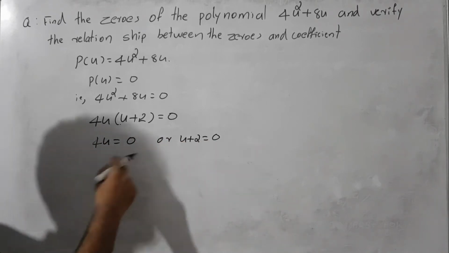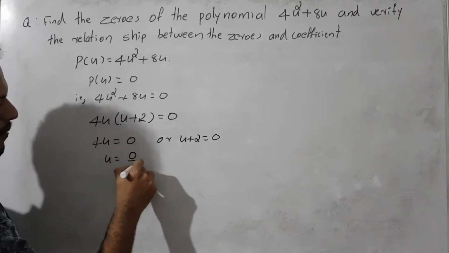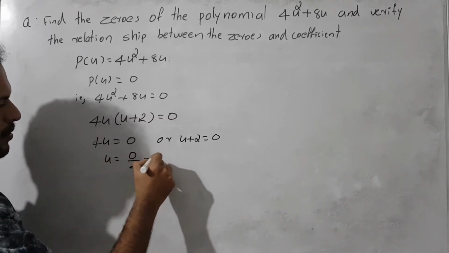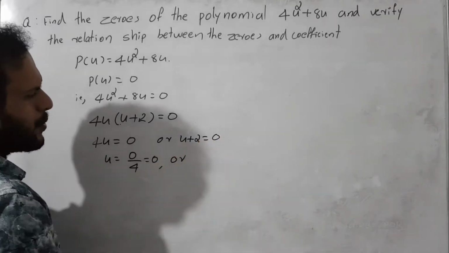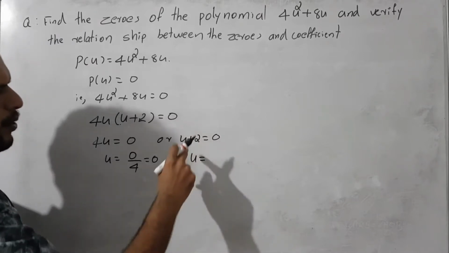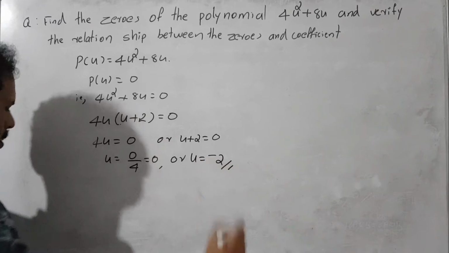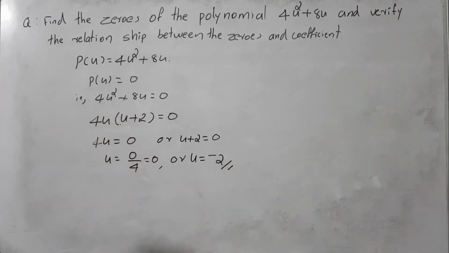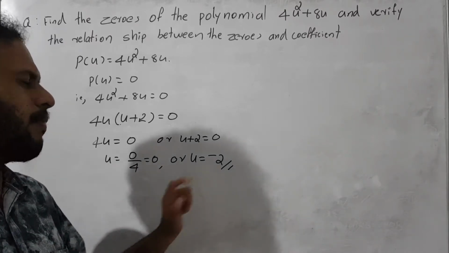Then if 4u is equal to 0, what is u? u is equal to 0 by 4. What is 0 by 4? 0 by 4 is 0. Or u plus 2 is equal to 0 means, what is the value of u? u is equal to 0 minus 2. What is 0 minus 2? 0 minus 2 is equal to minus 2. Then we got the zeros. What are the zeros? The zeros are u is equal to 0 and u is equal to minus 2.